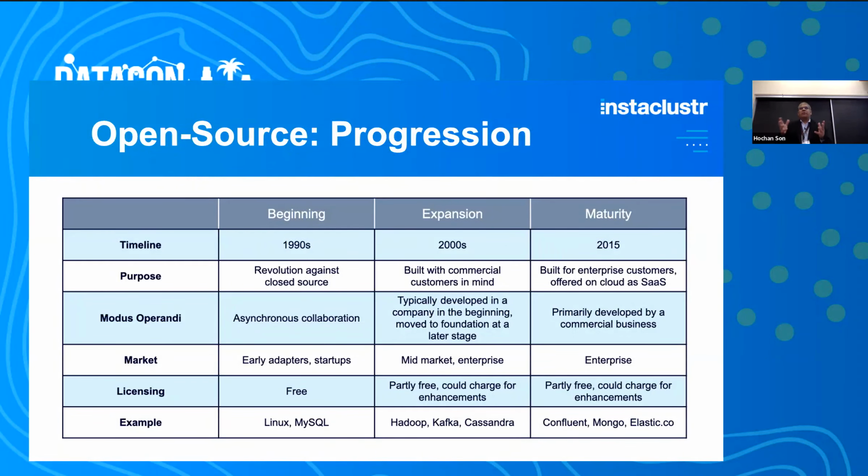Now we are in the maturity phase, as I call it. This is built for enterprise customers. Cloud plays a big role here. It is primarily developed by commercial businesses. Initially it started with kids wanting to revolt against closed source software, and now it is mostly written by commercial businesses. The market is enterprise customers, and it is partly free. Again, same licensing as before. Some of the examples are Confluent, Mongo, and Elastic.co.